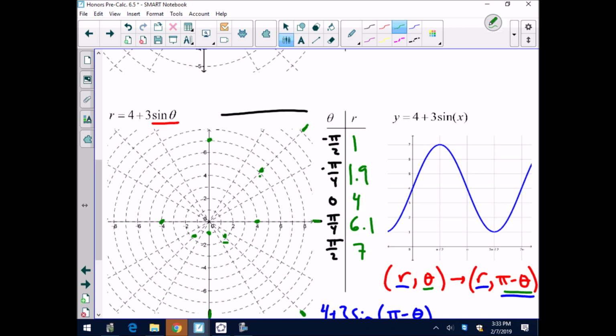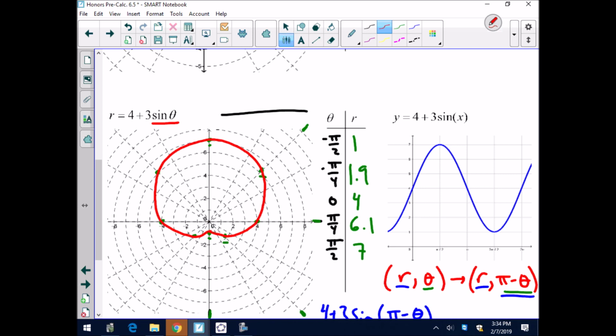We've got our ordered pair right here at pi over 4, 6.1, reflecting across to this ordered pair right here. And we don't really need to reflect the ordered pairs that are on the y-axis, right? So at this point, we'll go ahead and get our graph, and I'm just basically going to trace along, connecting the ordered pairs I've got as I rotate around. And this right here would be the graph of our limaçon. And again, you can type this into the calculator and check it out.